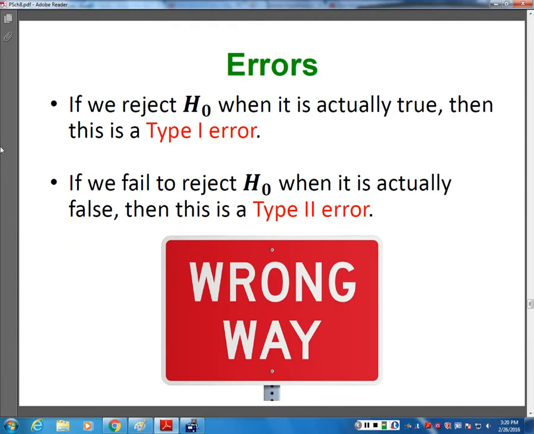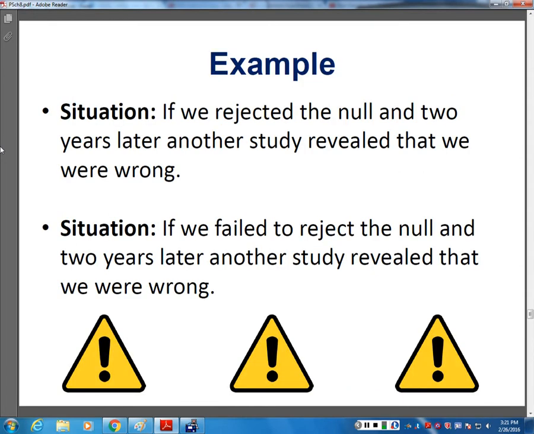Well, if we were to reject the null when it was actually true, then that's called a type 1 error. If we fail to reject the null when it is actually false, that's called a type 2 error. For example, if we rejected the null and 2 years later another study revealed we were wrong, that would be a type 1 error. Now, if we failed to reject the null and then 2 years later another study revealed that we were wrong about that, that's a type 2 error.